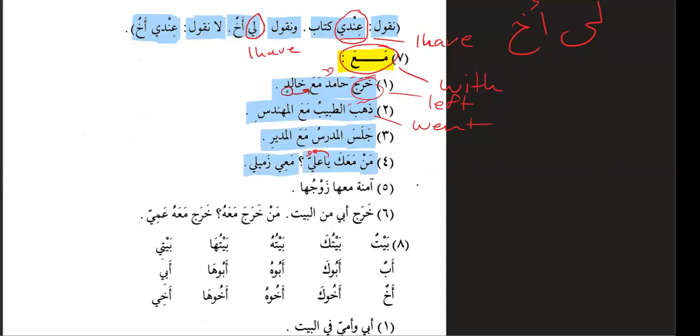معي زميلي. ما معنى الجملة؟ Who's that with you, oh Ali? With me is my friend. So my friend or my colleague is with me. My colleague, okay. من معك يا علي؟ معي زميلي. جميل.